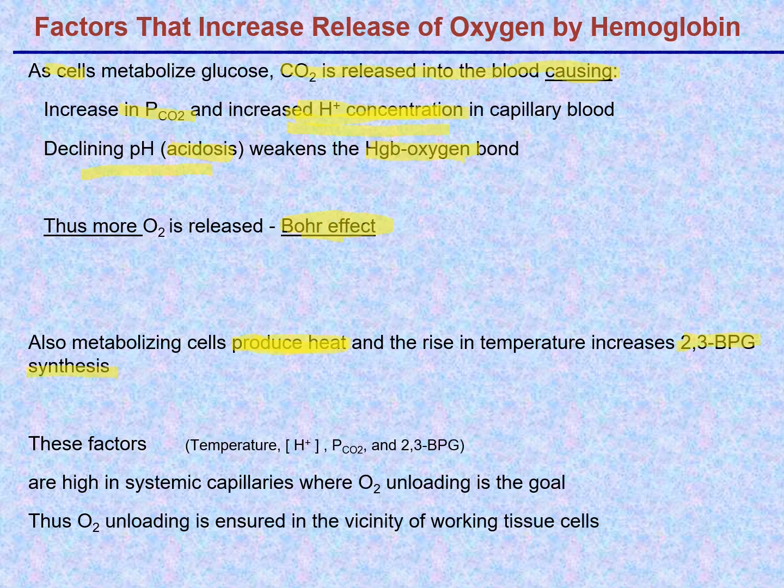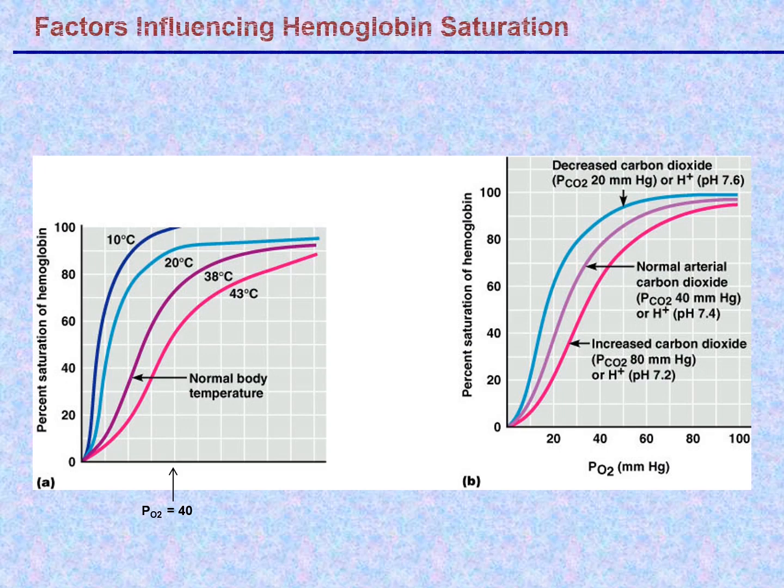So all of these factors, temperature, hydrogen ion concentration, pH, PCO2, and 2,3-BPG, in fact, are higher in the systemic capillaries, where O2 unloading is the goal after all. And so O2 unloading is ensured in the vicinity of tissue cells that are metabolically active and working. Here you see the normal body temperature, 37, 38 degrees. That's normal body temperature of blood.